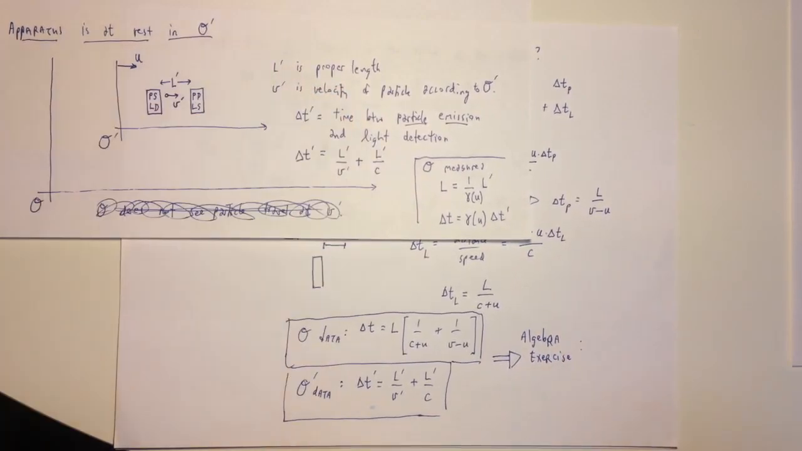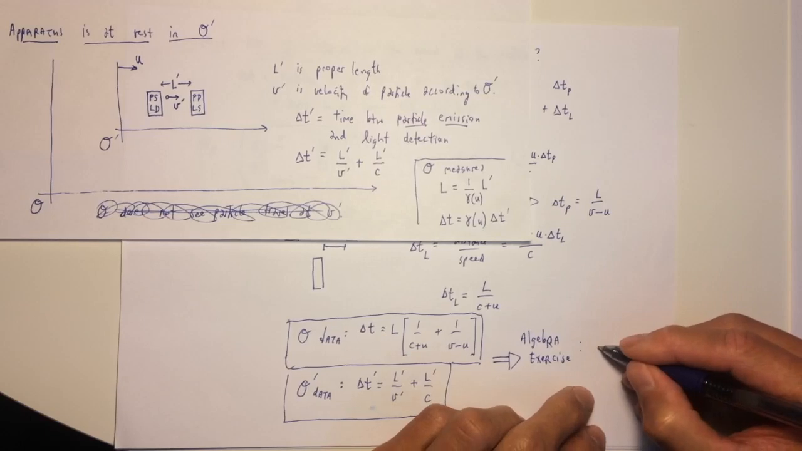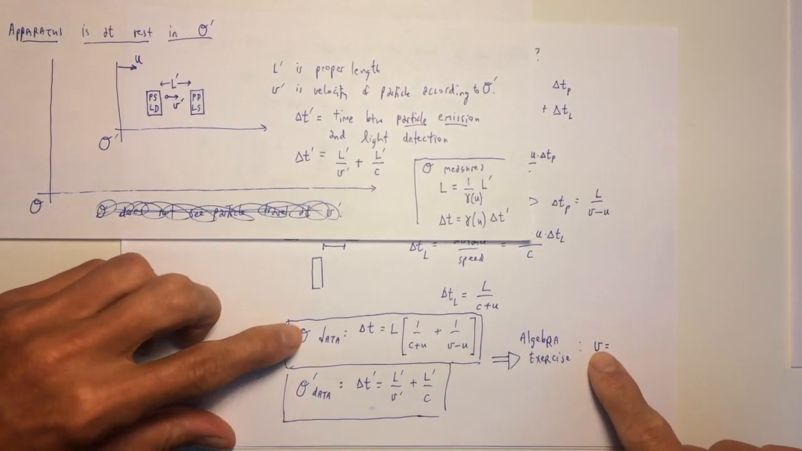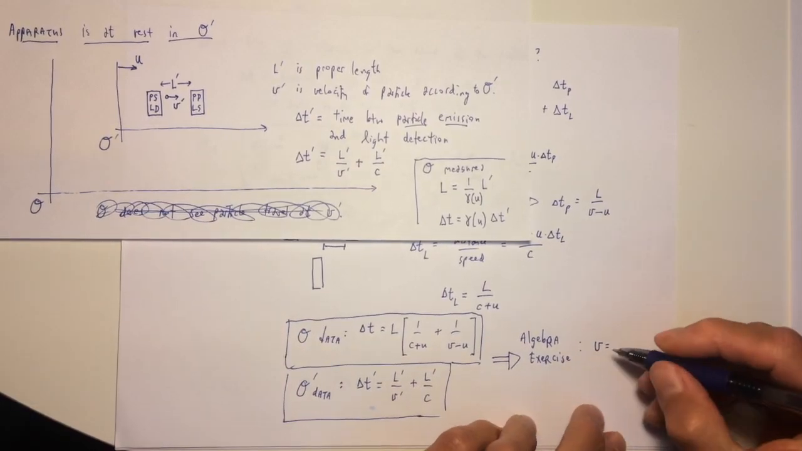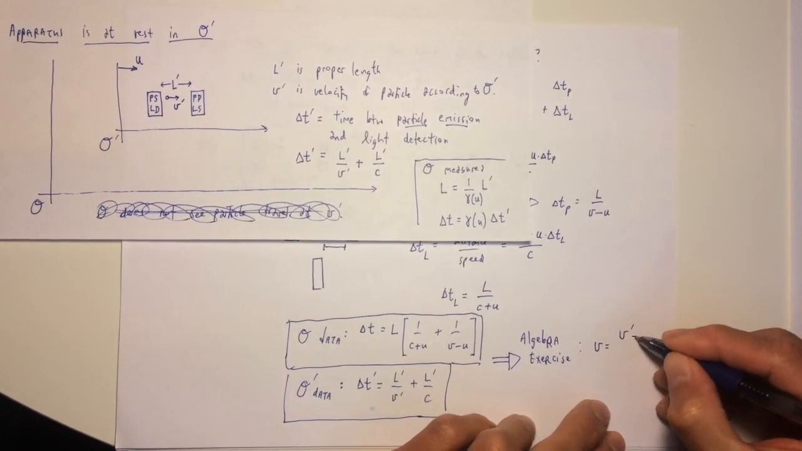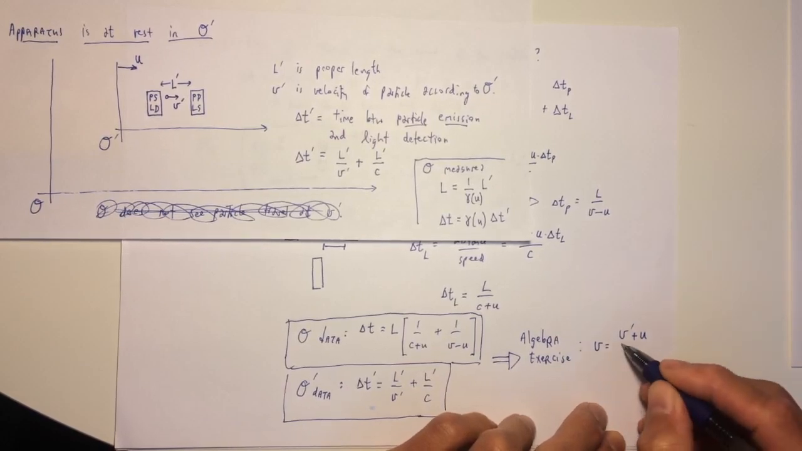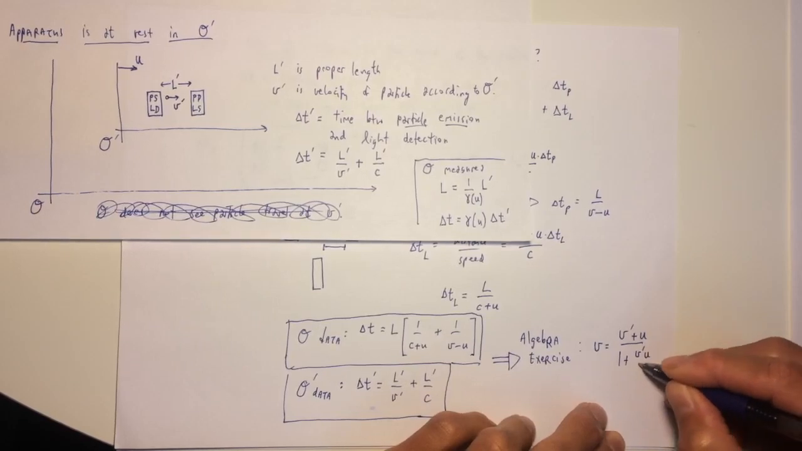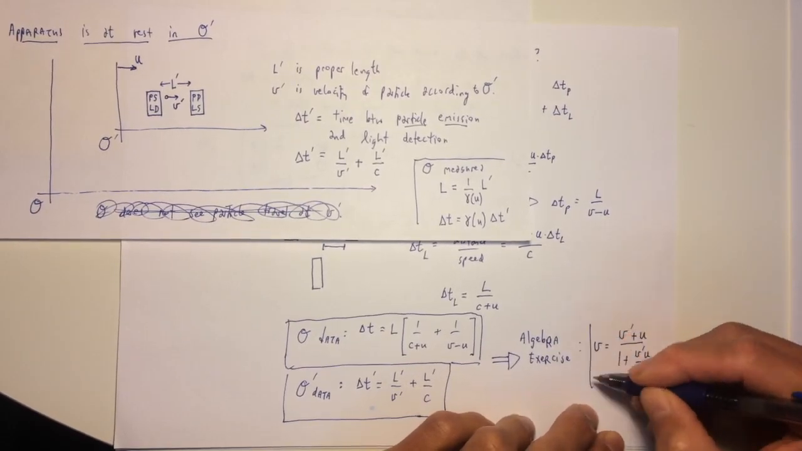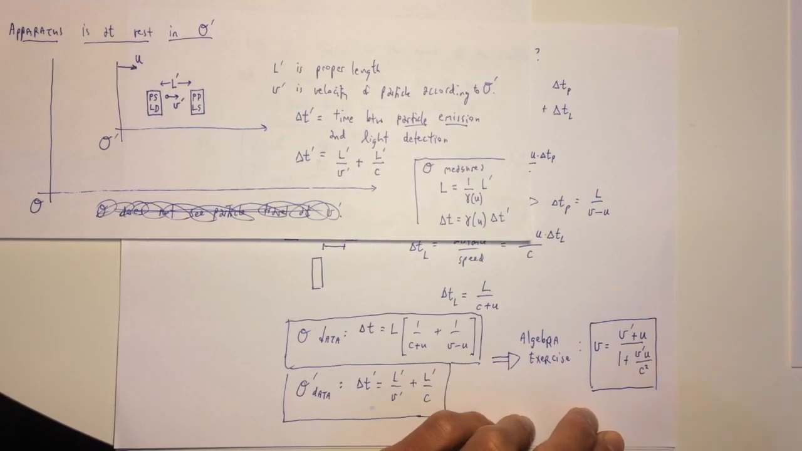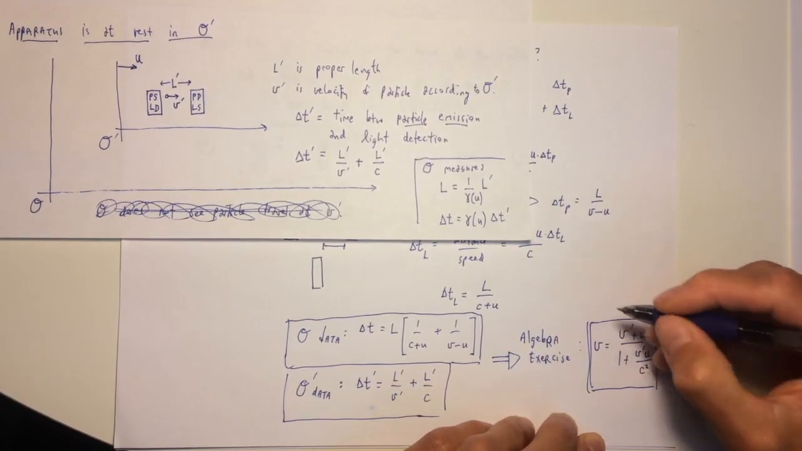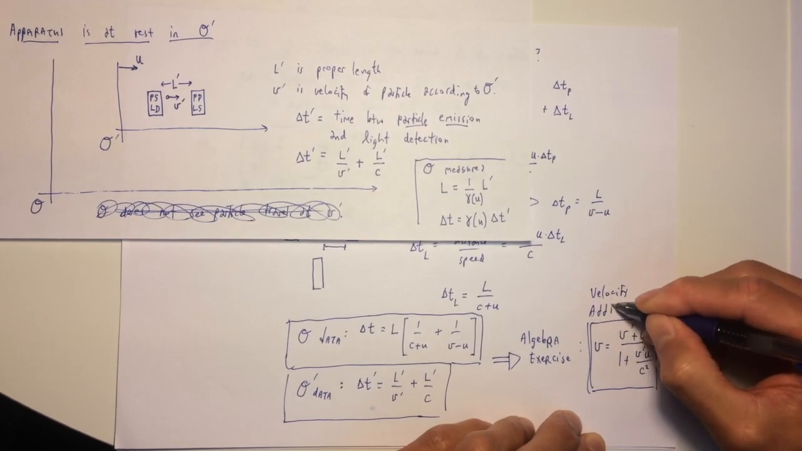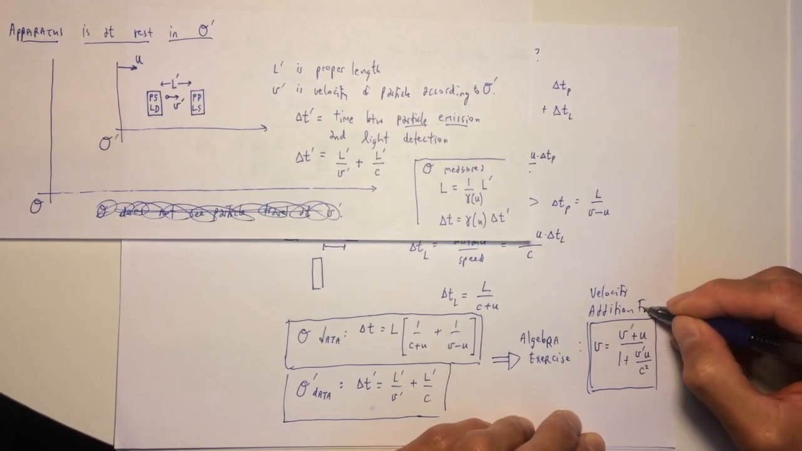And what you can do, it's a big old algebra exercise, is you can get the following relationship. You can get that V, which is the velocity of the particle as measured by O, is equal to V prime plus U divided by 1 plus V prime U over C squared. This is what you can get. And this is called the velocity addition formula.